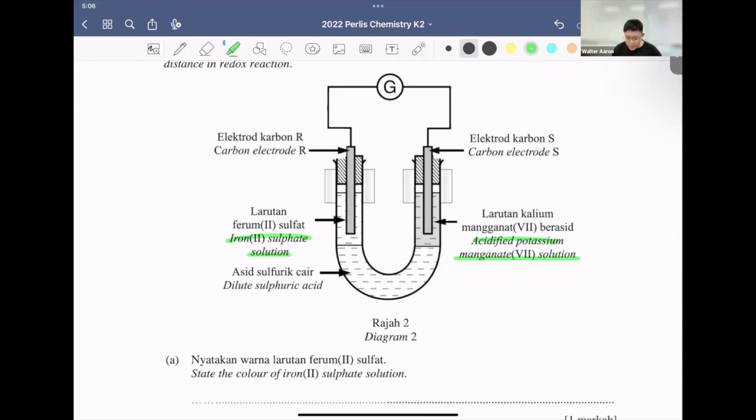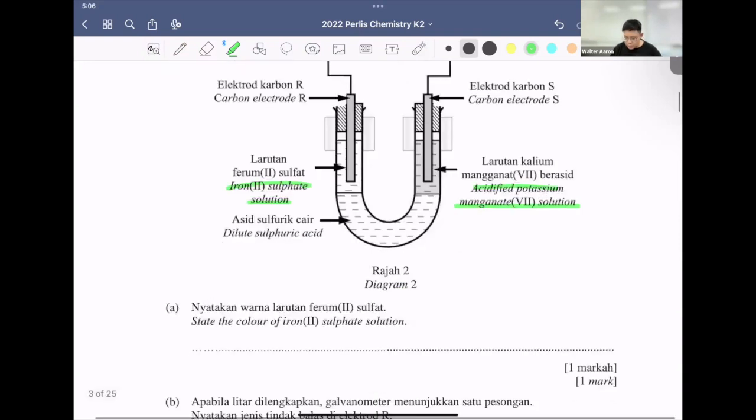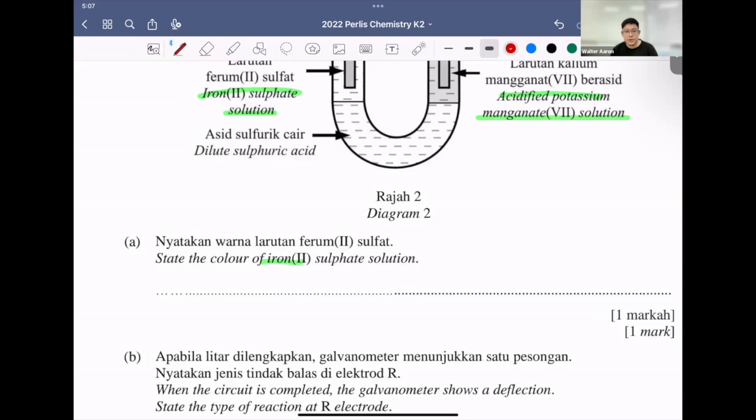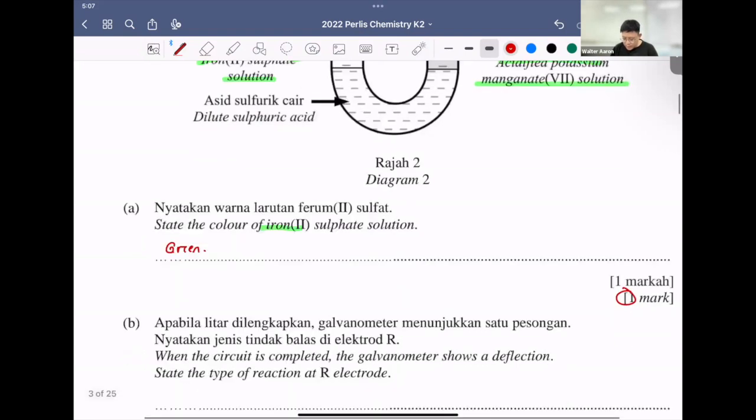State the color of the iron(II) sulfate solution. Since iron(II) ion is present, it should be green in color. Iron(II) is green, iron(III) is actually brownish in color. So in this case, you just write green. You should be able to get 1 mark straight away.